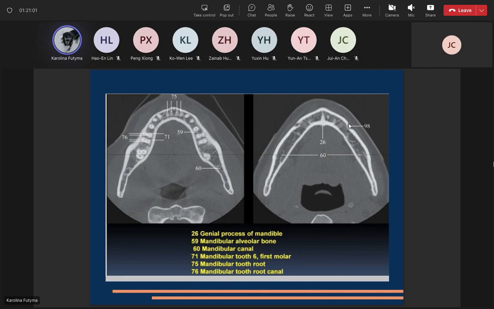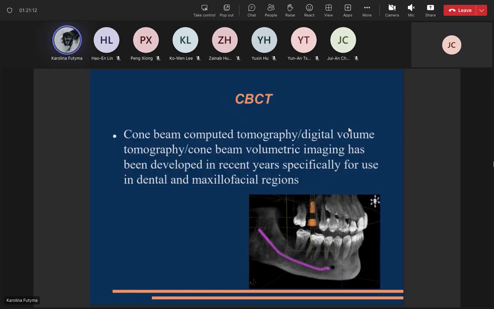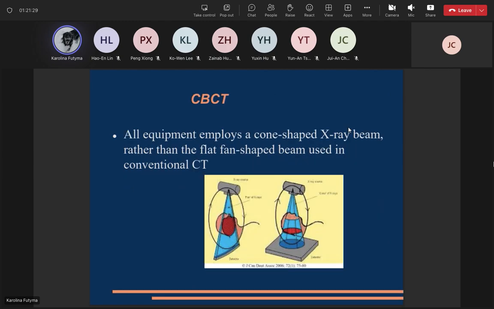Here we have, of course, our mental foramen, both sides. Okay, and let's skip to CBCT anatomy. About some basics in the physics, we talked about it on the first lecture, so we will skip those slides. As you remember, we have a flat fan-shaped beam in a CT, and here we have a cone-shaped X-ray beam in a CBCT.